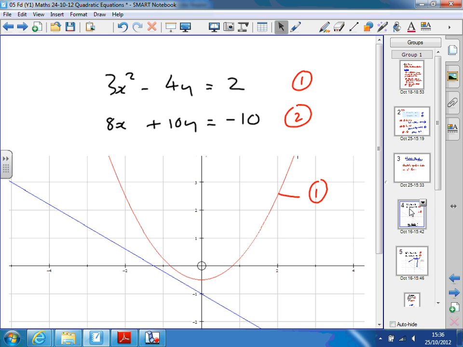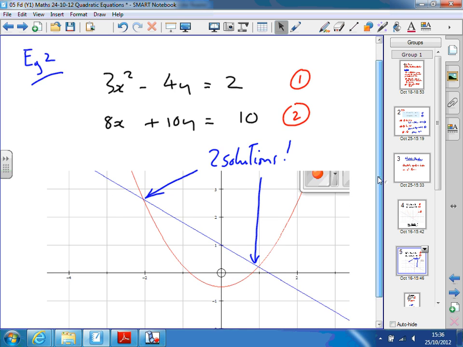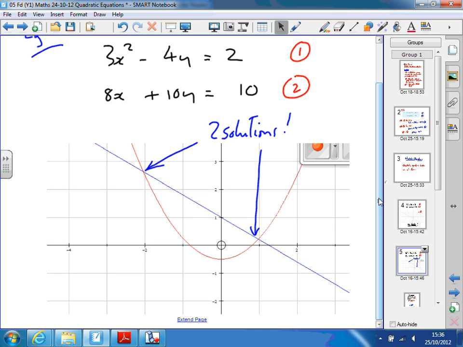Let's have a look at another example. I've just shifted the line a bit by changing it to 8x plus 10y equals 10. I've left equation number 1 the same, and now we see the lines do cross, and we actually notice that the line crosses in two places. So there are actually two values of x and y that satisfy those equations. Let's have a look at them.